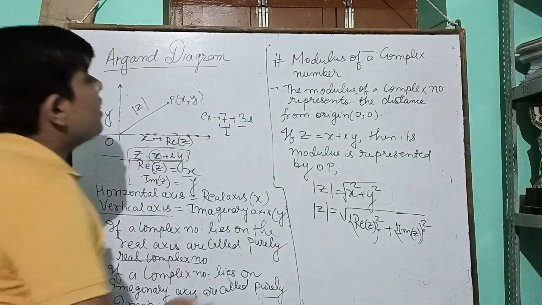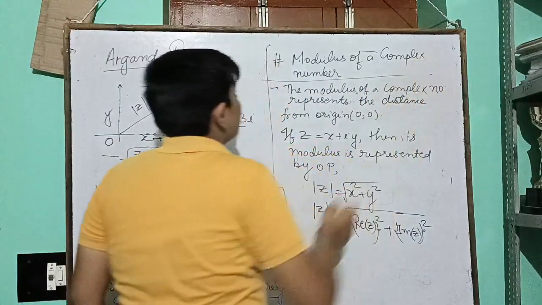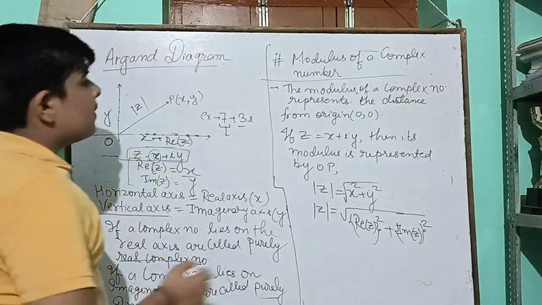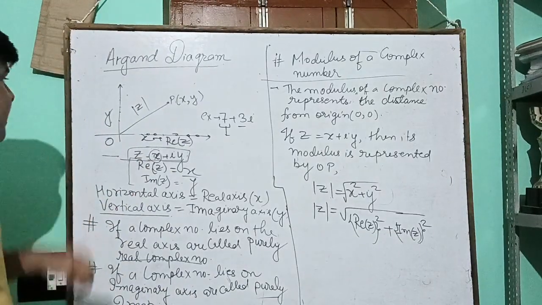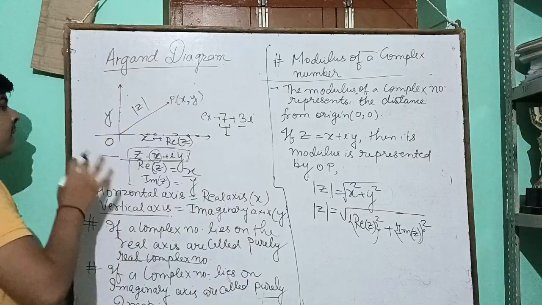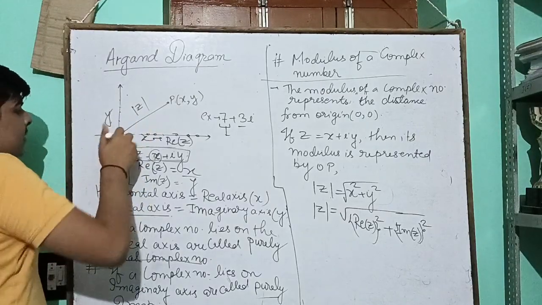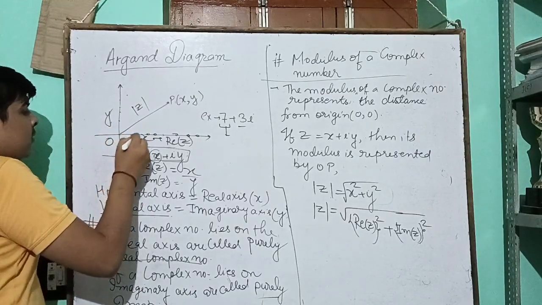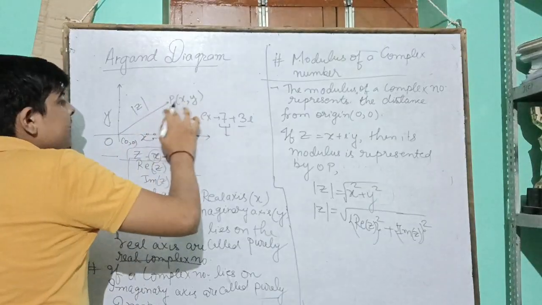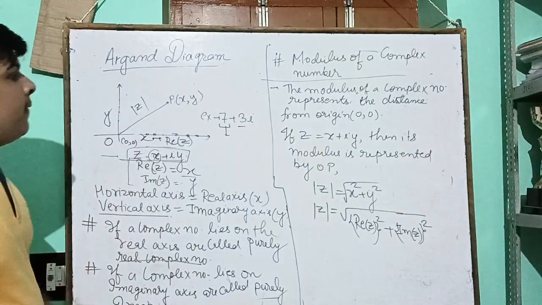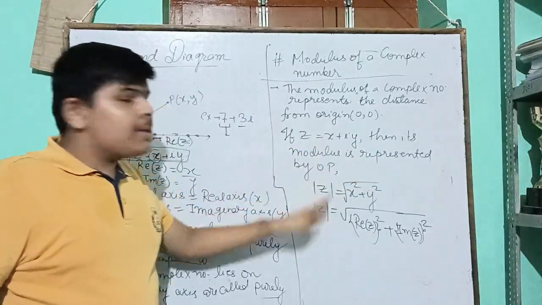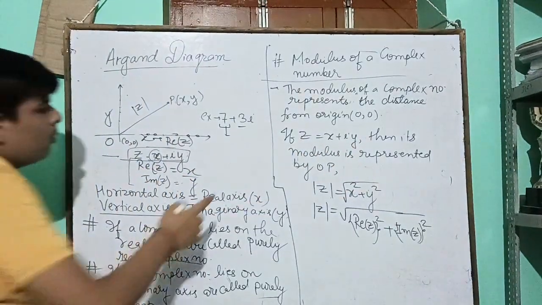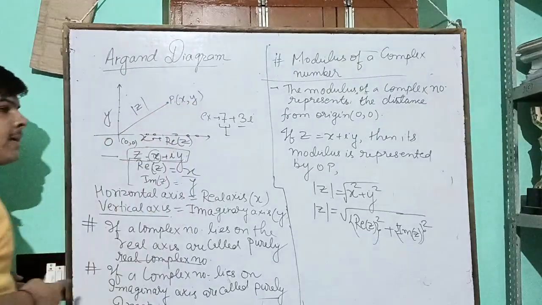Now coming further, we will discuss the modulus of a complex number. The modulus of a complex number represents the distance from the origin, that is 0, 0. Like a line here, this is the origin 0, 0, and this is P, that is the x, y coordinate. If z is equal to x plus iota y, then its modulus is represented by OP. This is the modulus of the complex number.